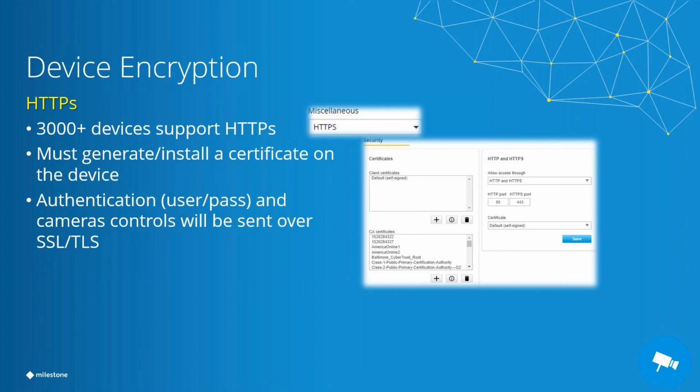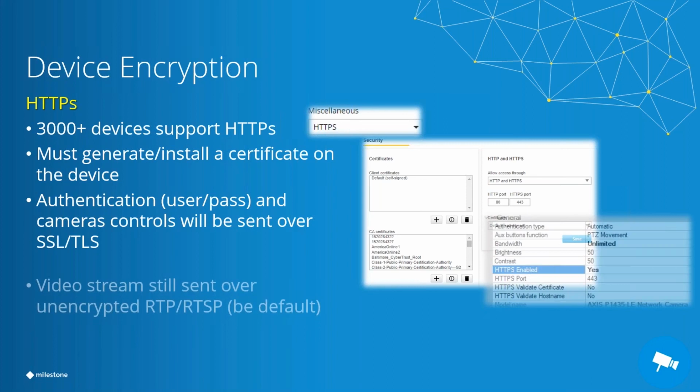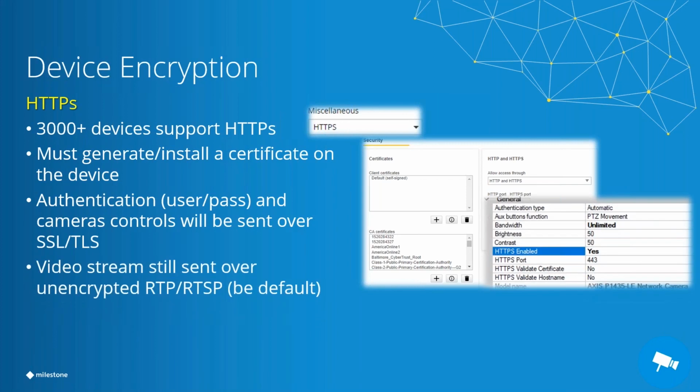Once you do that and you enable HTTPS inside of the management client, all authentication to the device, as well as all camera controls, are going to be sent over either SSL or TLS, depending on what's enabled. However, video streams are still going to be tunneled, at least by default, over the default unsecured RTP or RTSP stream. In other words, by enabling HTTPS on the camera, all you've done is secured the communication methods, but you haven't necessarily secured the video streams.